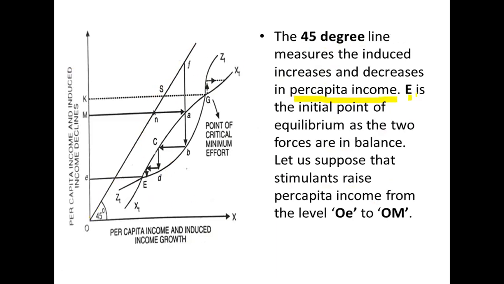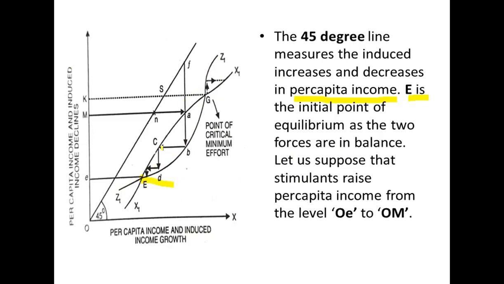If we start from the point E, E is the initial point of equilibrium. And why is it called the initial point of equilibrium? Because at this point, shock is equal to stimulants, because at this point, the ZT curve is the income depressing curve.